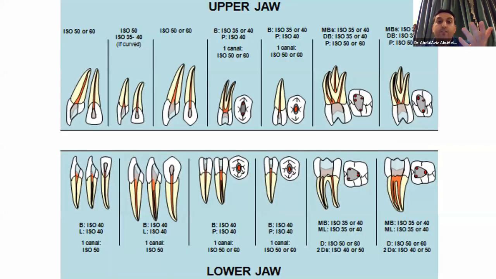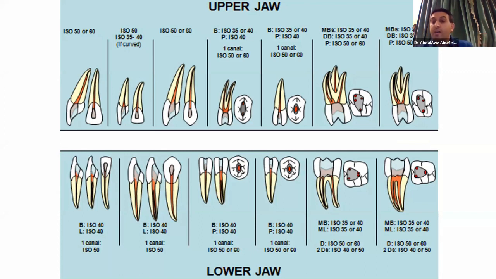This will lead us to the minimum and maximum size of apical preparation. Is it fixed for all cases? No. We might take a few minutes on this slide, because a vital case is completely different from a necrotic case, and a necrotic case is different from a necrotic case with a lesion. The lesion might resolve the apical area.